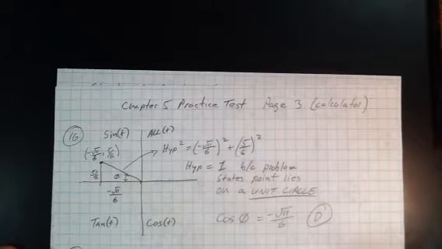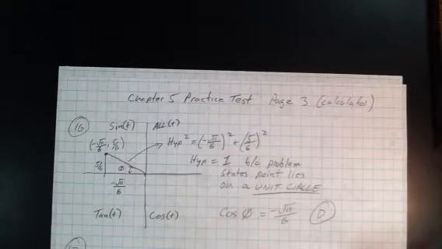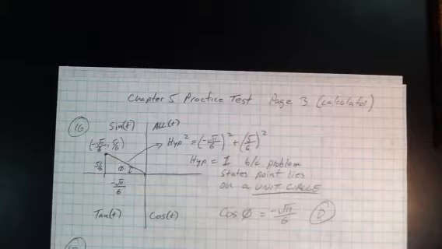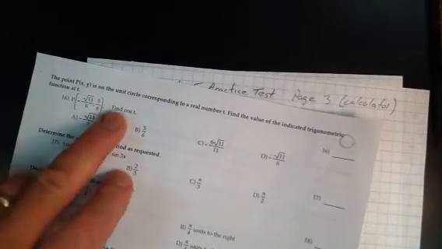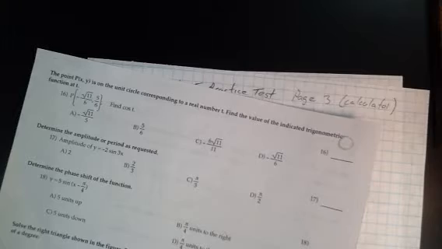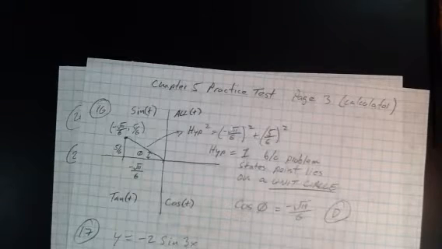Okay, this is our third video practice test for Chapter 5. This is page 3 of the calculator portion, number 16. All right, number 16, the key is here we are given this ordered pair, and here's the key. This point is on a unit circle. So that becomes very, very easy.